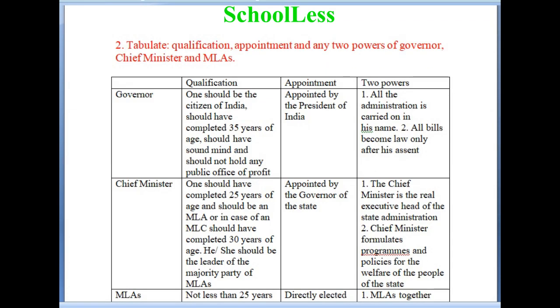Now coming to question 2, tabulate the qualification, appointment and any two powers of governor, chief minister and MLAs. In this I have given in the left column governor, chief minister and MLAs. On the rows I have given qualification, appointment and two powers of each of these individuals. Governor: one should be a citizen of India, should have completed 35 years of age, should have sound mind and should not hold any public office of profit.